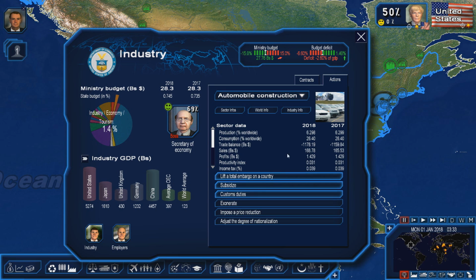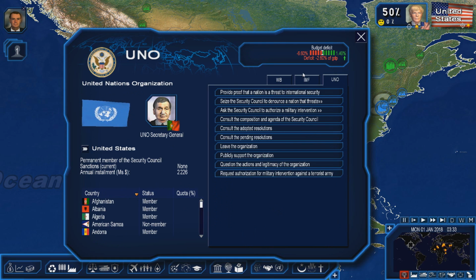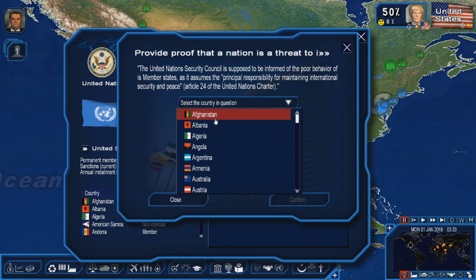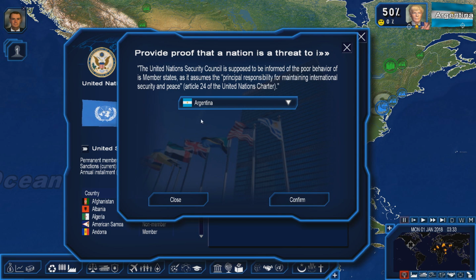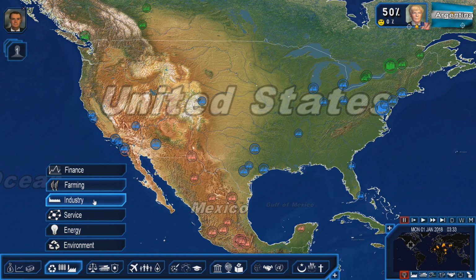So, these are only allowed whenever you go to the United Nations and put something such as, come over here, provide proof that a nation is a threat to international security, or denounce a nation. Oh, this is denouncing. So provide proof that a nation is a threat to international security, and you have proof against a country such as Argentina, for example. If they were producing nuclear weapons or something like that, then it allows you to put sanctions on them, and you can sanction them for whatever.